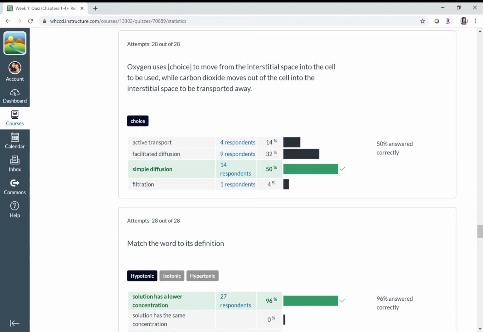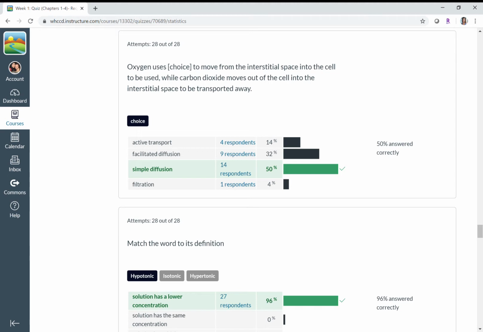So as you can see, this question here about oxygen and CO2 leaving and getting into the cell, 50% of you got it right, which means 50% of you got it wrong. So I gave back this question. Those of you who got it right, 14 of you got it right, great job. But it did get given back, so you did get extra credit for this.